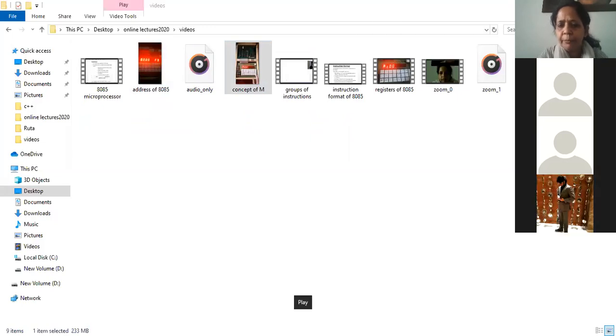So the concept of M I am talking about: the 16-bit address of 8085, right? The address combinations were from 0000. This is a 16-bit number. A 4-digit number is a 16-bit number. This is in hexadecimal. So the contents of this address are F3. The next address is 31. The next address is 40. The last address which it can have is FFFF. If you see the contents of this address, these are FF.